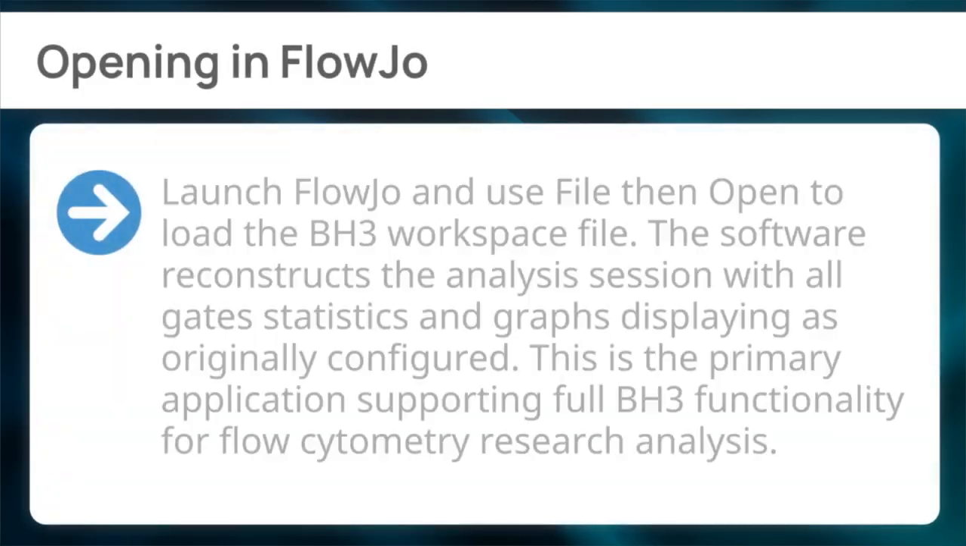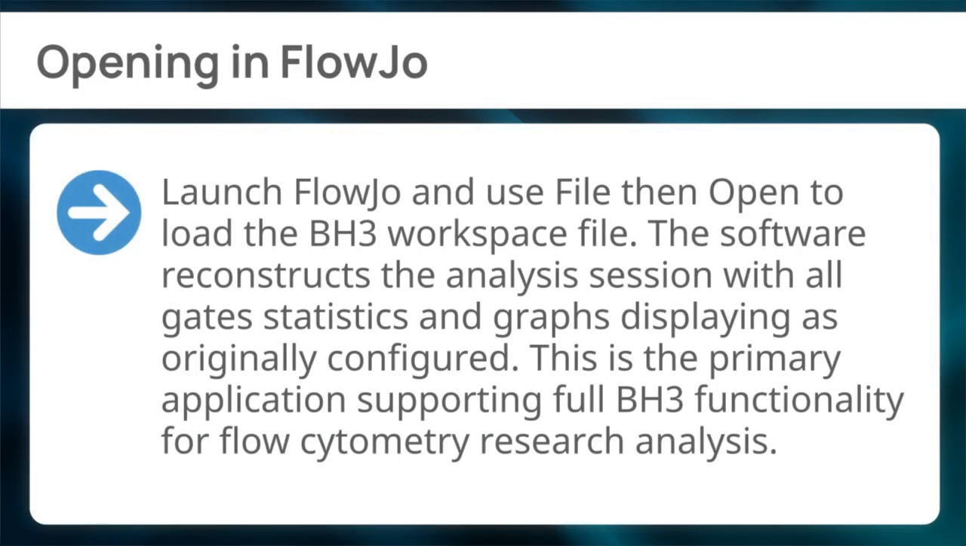First, opening in FlowJo. Launch FlowJo and use File, then Open to load the BH3 workspace file. The software reconstructs the analysis session with all gate statistics and graphs displaying as originally configured. This is the primary application supporting full BH3 functionality for flow cytometry research analysis.